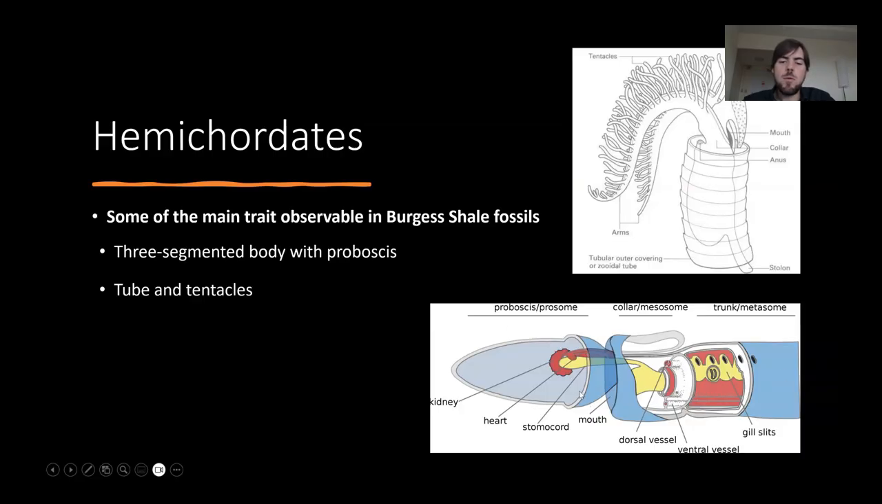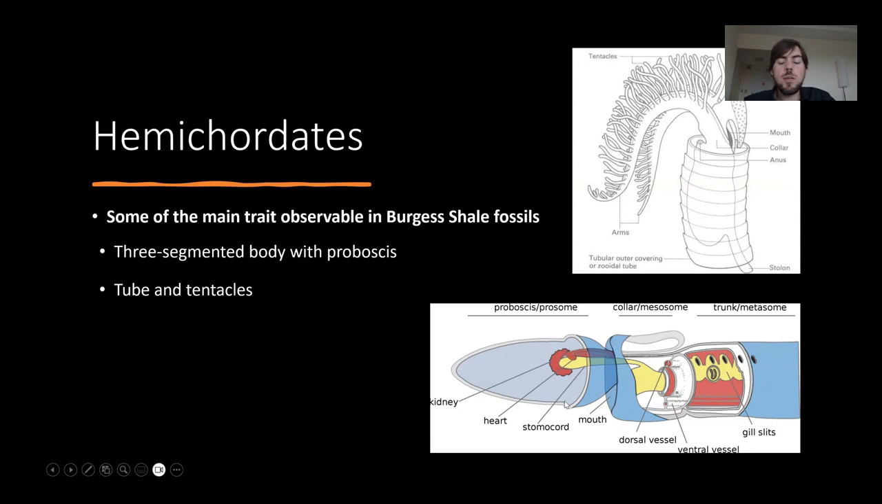And they use basically the proboscis to make holes, and then they use the collar to filter particles, and so on. So these are the pterobranchs and enteropneusts, in case you are interested. But that's the main two groups of hemichordates. So how do we identify them? It's also more or less easy.